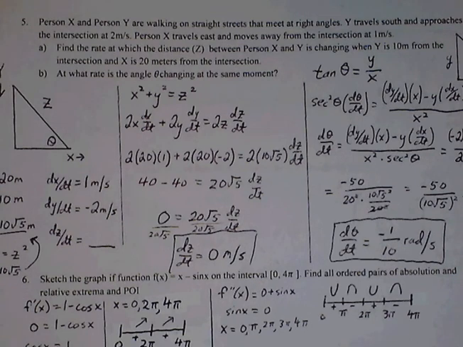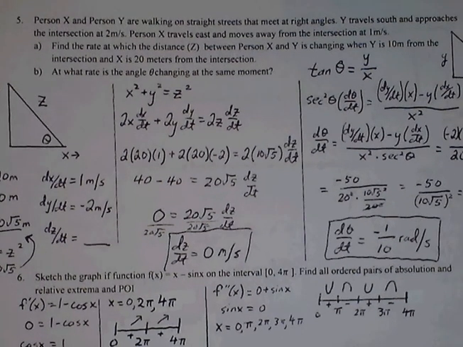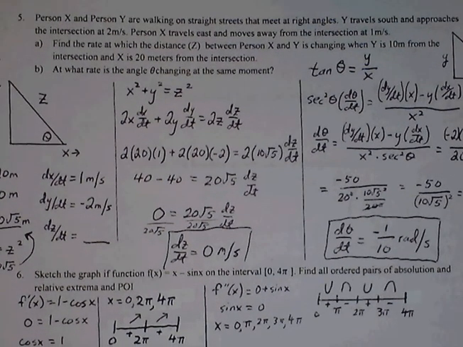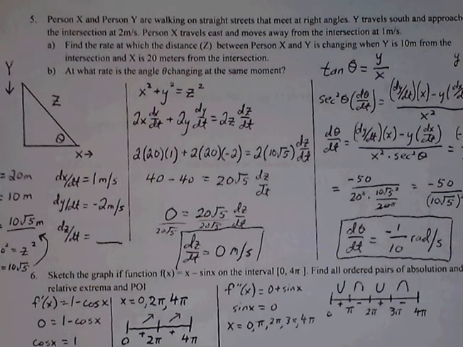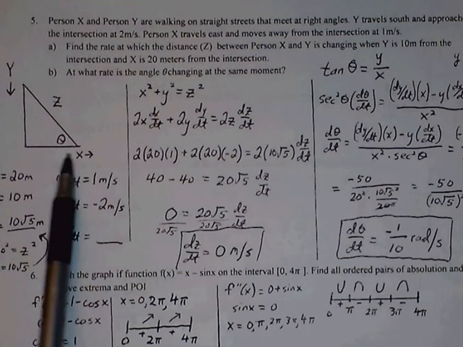Y travels south and approaches the intersection at 2 meters per second. Person X travels east and moves away from the intersection at 1 meter per second. For part A, find the rate at which the distance between X and Y is changing when Y is 10 meters from the intersection and X is 20 meters from the intersection. We know Y is moving south. We know X is moving away from the intersection.